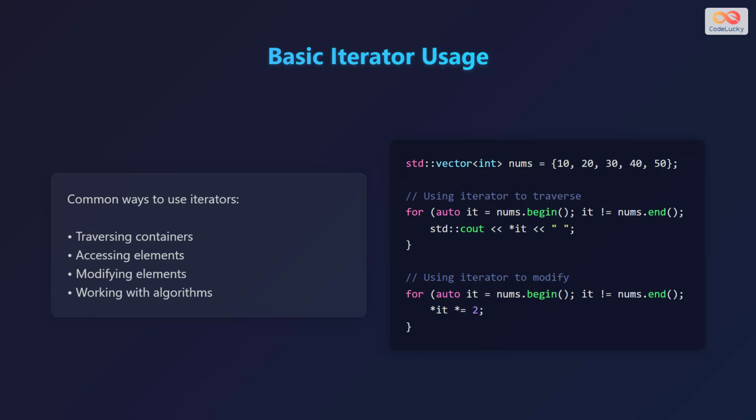We declare a standard vector named nums and initialize it with some values. We use a for loop along with iterators to traverse the vector and print each element to the console. In another for loop, we use iterators to modify the elements of the vector by multiplying each element by 2.